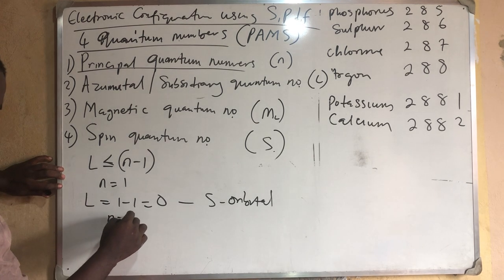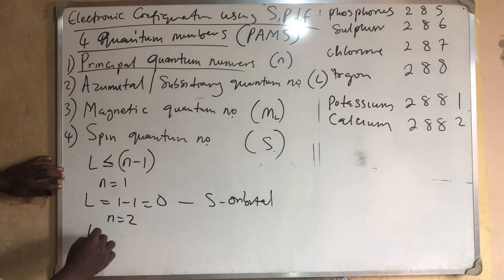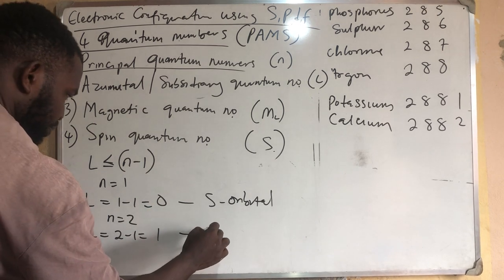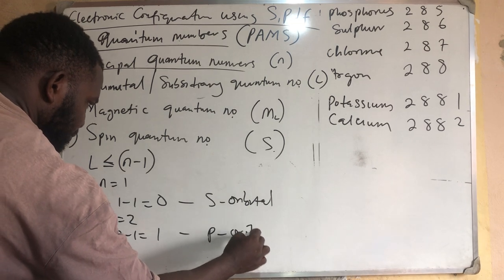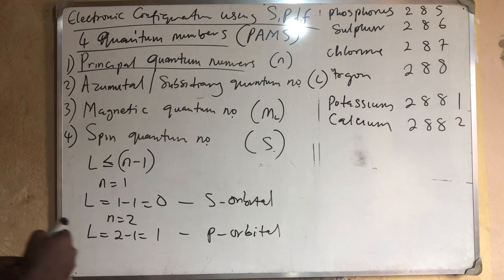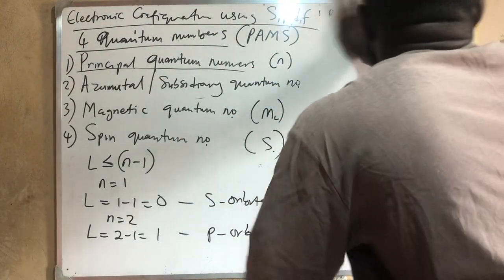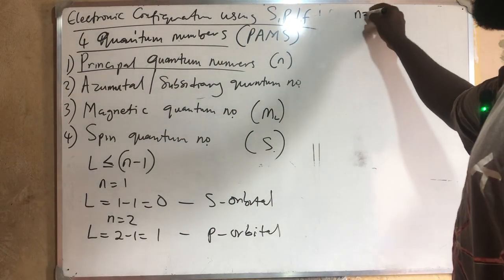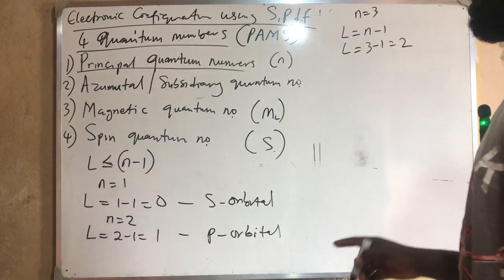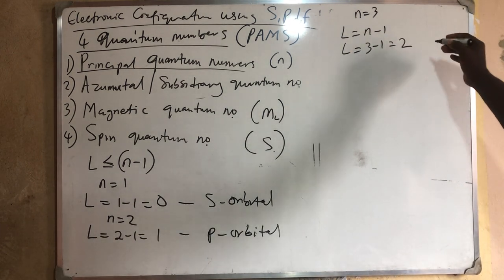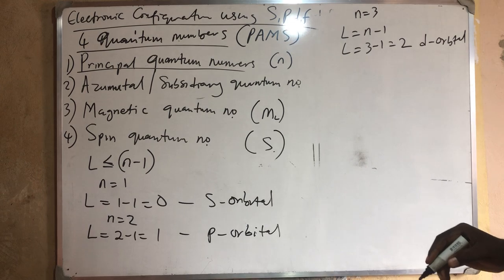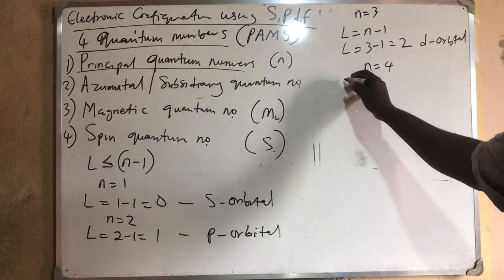Then let's check when n is 2. Let's put it in this formula. My l will be 2 minus 1, which is 1, and we call it the p orbital. Now, when n is 3, l is equal to n minus 1, so l is 3 minus 1, which is equal to 2. If the azimuthal quantum number is 2, we call it the d orbital. Then when n is equal to 4, my l will now be what?